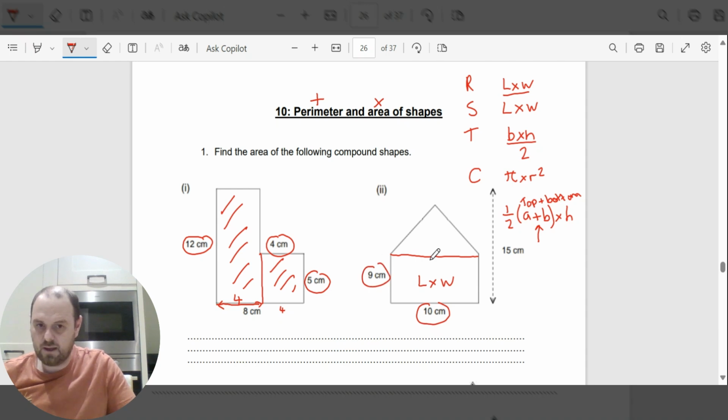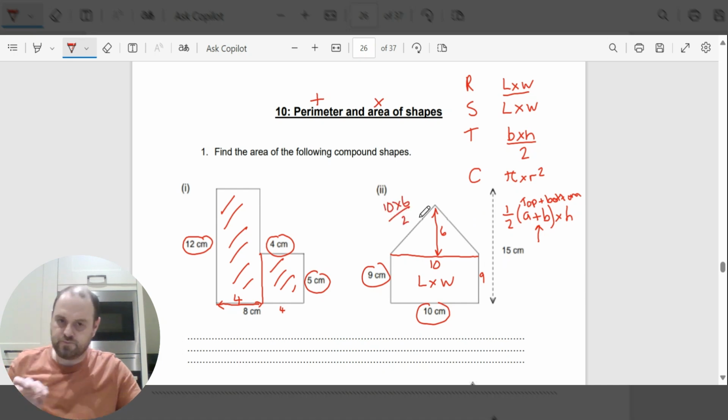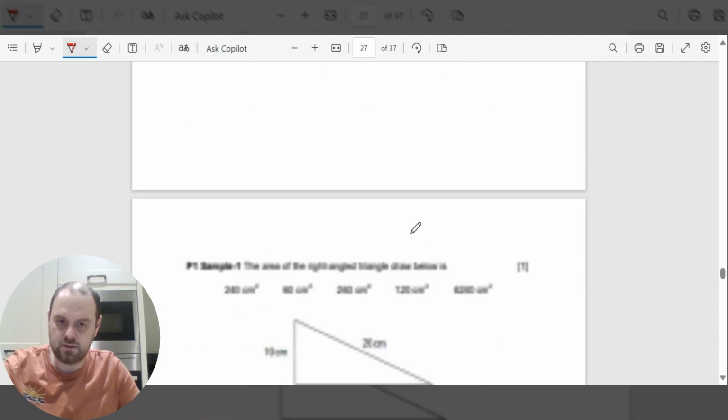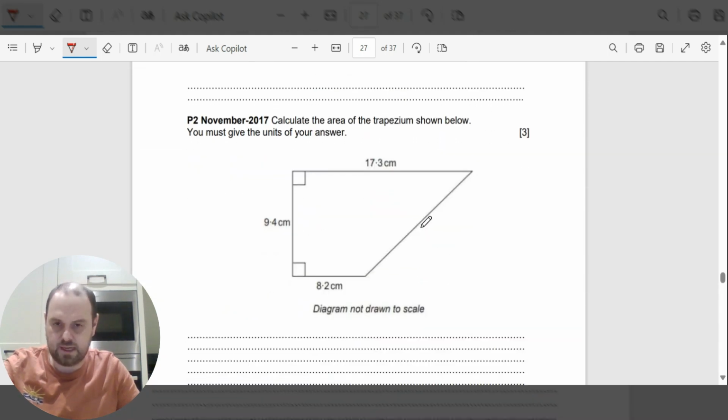For the triangle, base times height, which is 6. Because if that's 9, 15 take away 9 means that that's 6. So base times height divided by 2. Okay, let's crack on. I got rid of those. I'm not going to say anything about that.